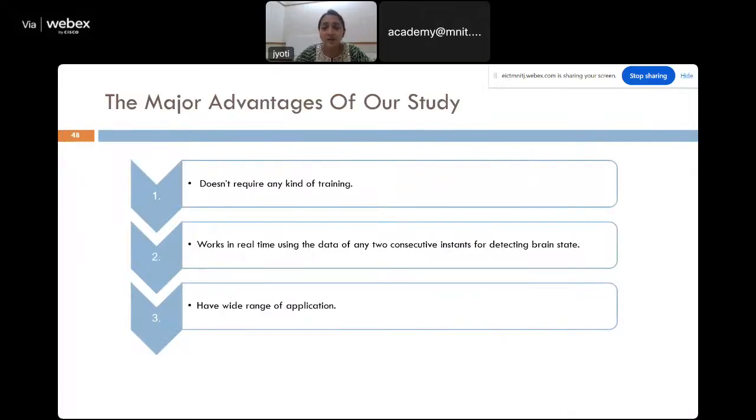So what are the major advantages of our study? The main thing is it does not require any kind of training. Since we are not dependent on training, we don't require too much data for our algorithm to work. Only 4 subjects, 5 subjects, 10 subjects, even for the first subject who is coming, we can use all those algorithms, because we don't need any kind of training. The second is that we can work in real time, because we are just using consecutive instance data, the current second and the previous second. The third is that it has several applications in BCI, neurological disorders, resting state analysis, and so on.